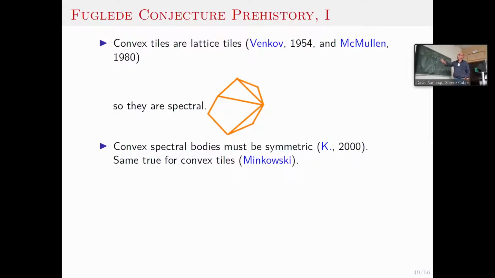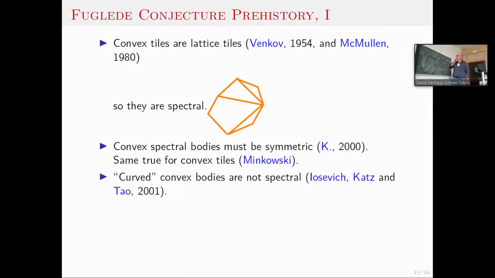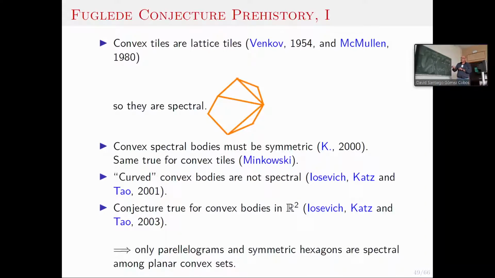Now this is my result that I just described to you. No, yeah, the previous one. Okay? And this is the result that I talked to you about. And this is not my proof. It was proved by Iosevich, Katz, and Tao in 2001, using quite different methods. So they proved that no convex body, which is smooth in R^d, in fact, they had a little less than smoothness, can be spectral. And they also proved the conjecture for convex bodies in the plane, only in the plane.